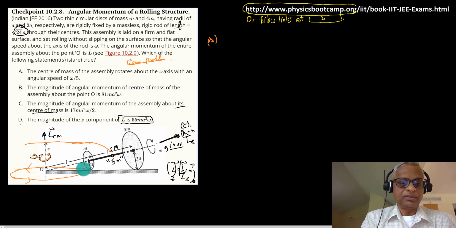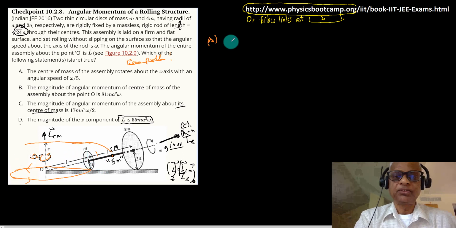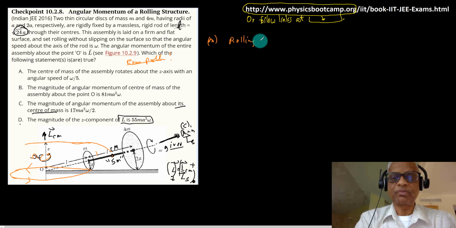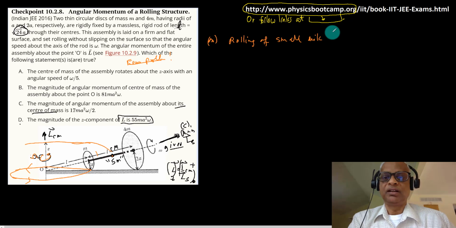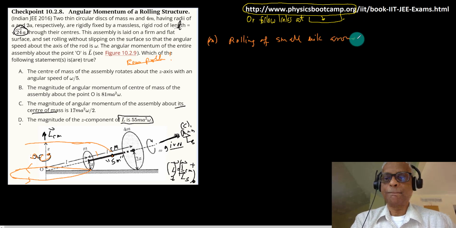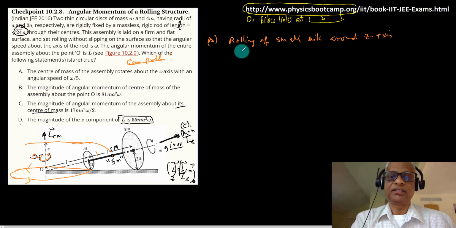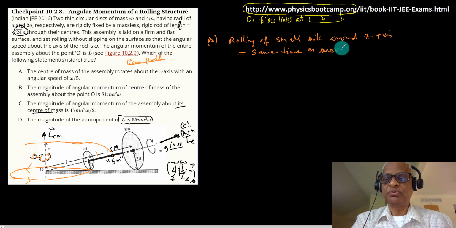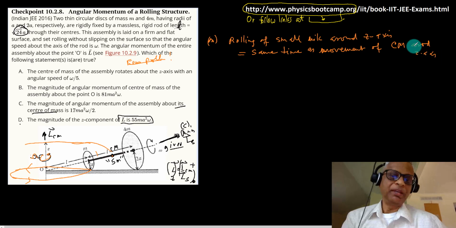So this small disk will be rolling, just the rolling of the small disk is enough. Its motion around the Z axis takes the same time as the movement of the CM around the Z axis. So this is the main point here.